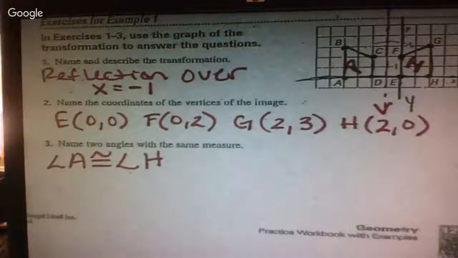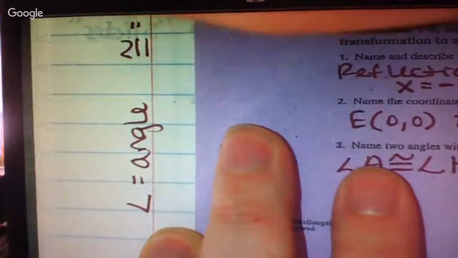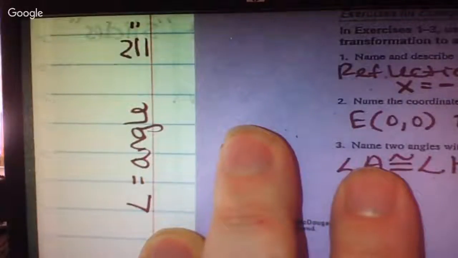That's angle A. And that little swooshy equal sign means congruent. So if you need to put that somewhere on your page, on the side of the paper, I want you to write: this equals angle. This equals congruent.